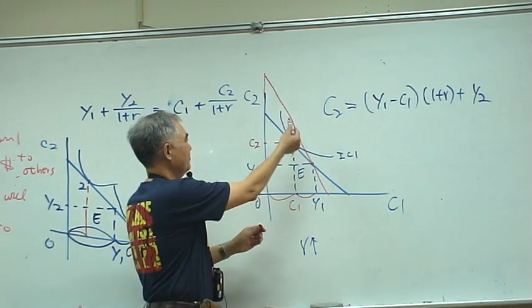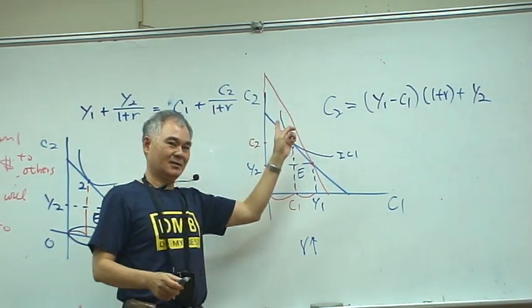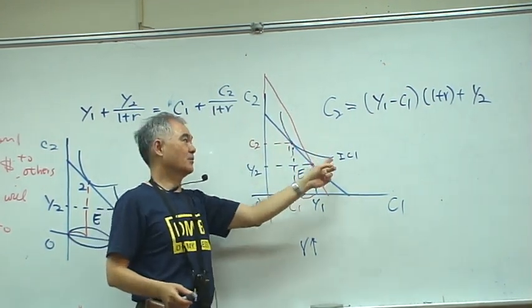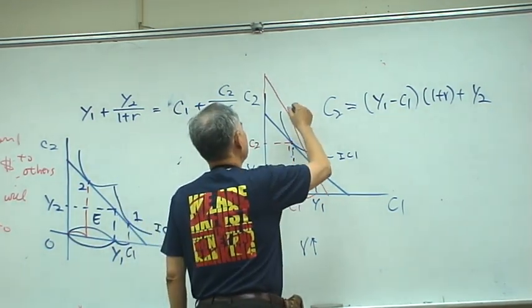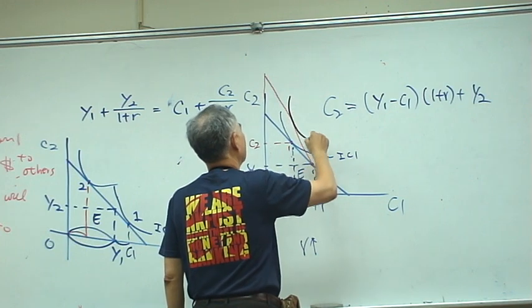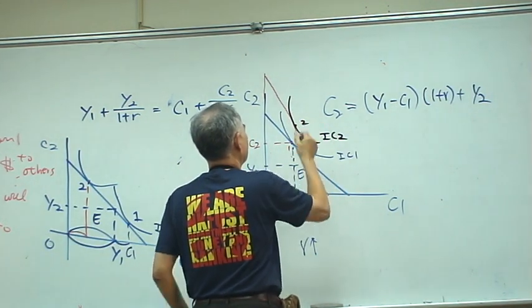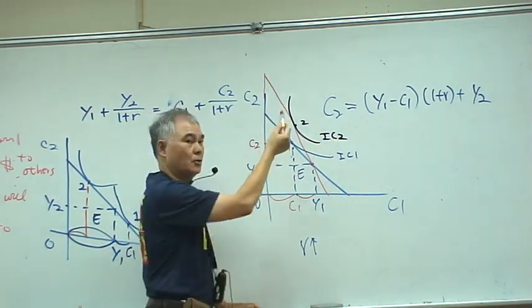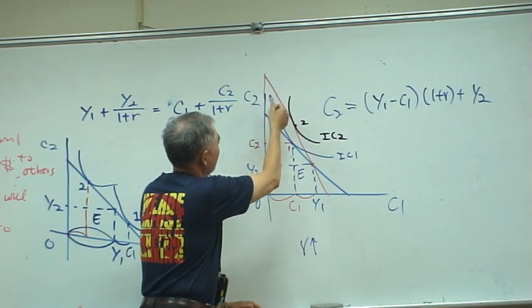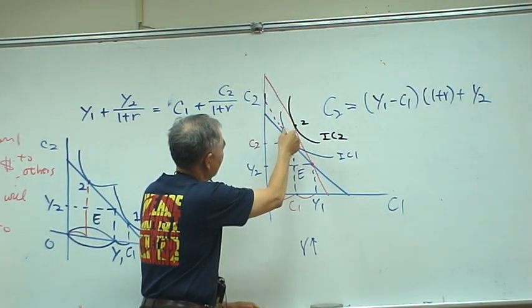Oh, sorry, I haven't drawn the second indifference curve yet, so it can be anywhere. Let us try here. Okay, so indifference curve 2, value is 2. So we have a new budget line. Okay, let me try here. Okay, anyway.